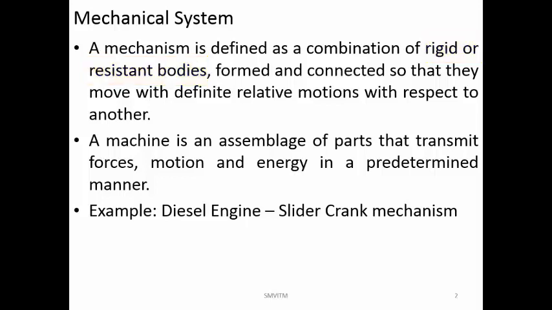A machine is an assemblage of parts that transmit forces, motion, and energy in a predetermined manner. So not only should it transfer the motion, it should transfer the force and also the power. A machine can have multiple mechanisms. Multiple mechanisms may be used to convert and transform one kind of input power into another kind of power. The example we can take is a diesel engine.